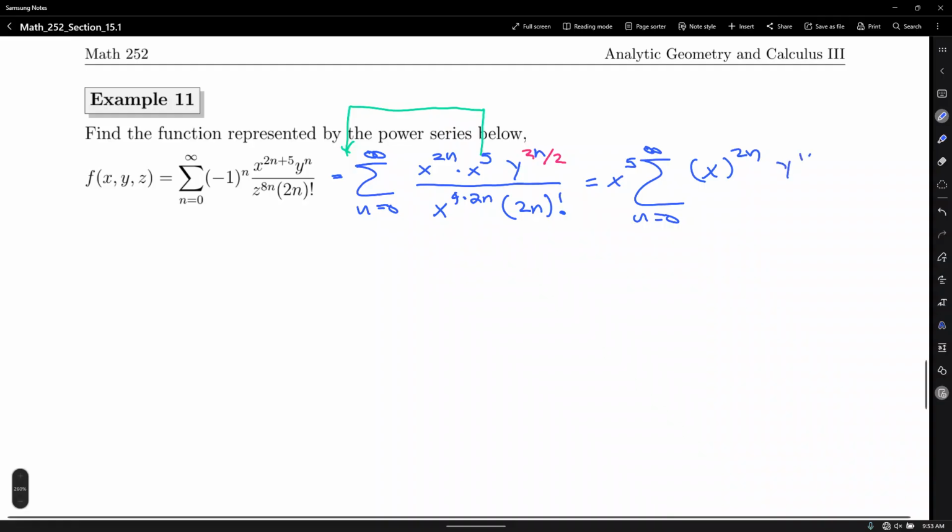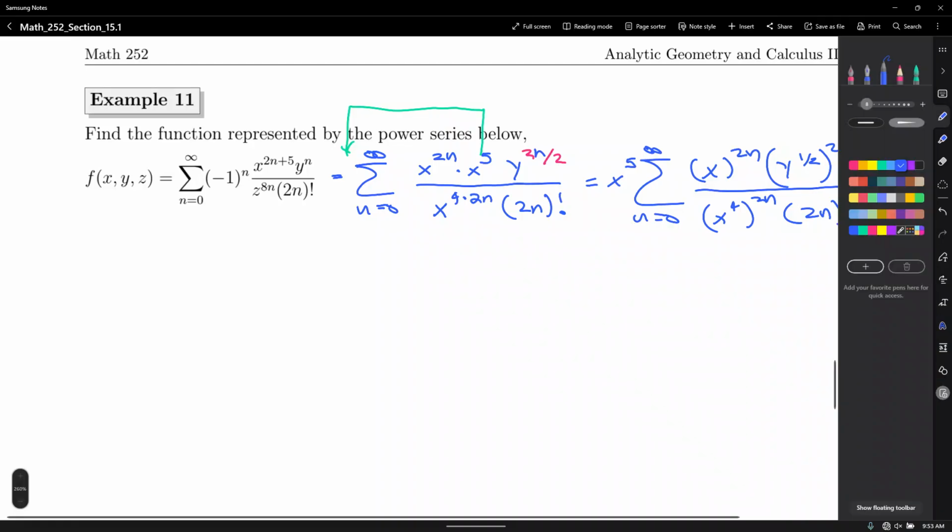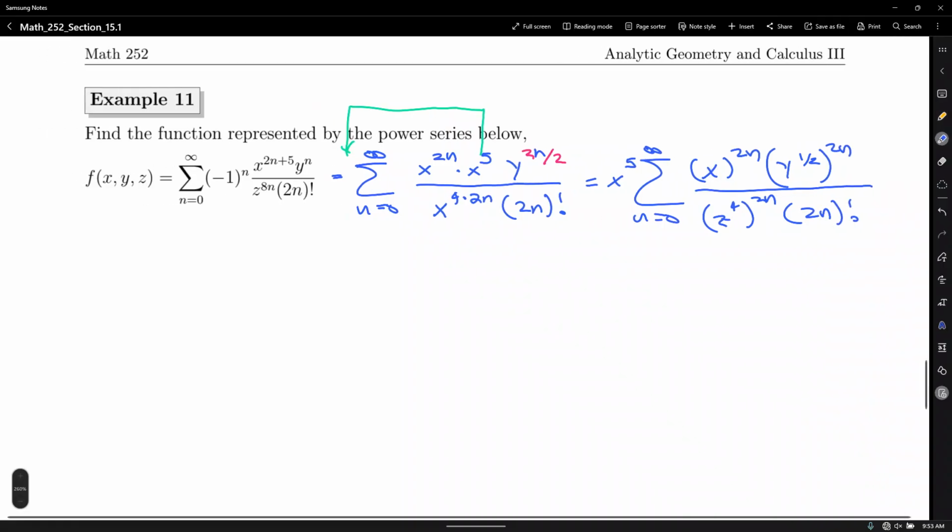Isn't that the same as y to the 1/2 to the 2n? Because a power of another power multiplies the powers, if we're just using this property backwards. Divide this by x to the 4th raised to the 2n, 2n factorial. And we have all we need. Yes, it's z on the bottom. Oh, yes, it's z. Thank you. Okay, so do we have a potential rule for u? All of this will be our u.